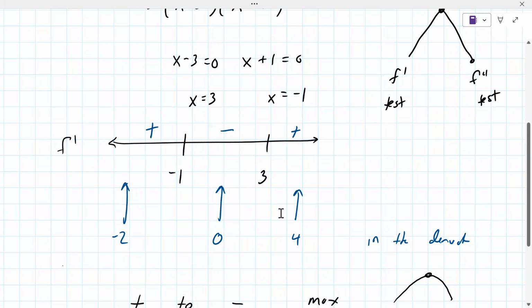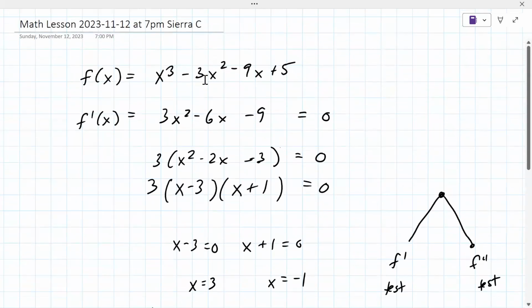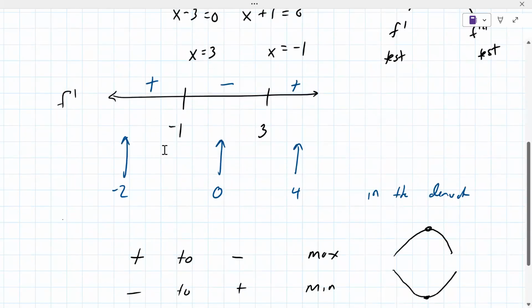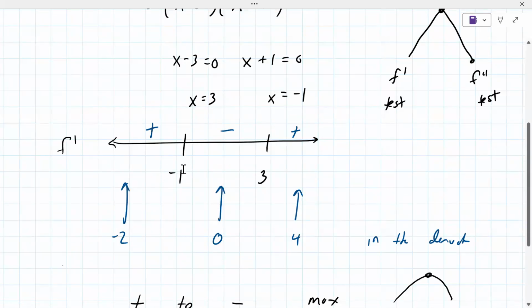So a critical point is where the derivative equals 0. There's a lot of questions they could ask you for this problem. They could ask you what the critical points are. The critical points are -1 and 3. They could ask you, is there a min? Is there a max? Yes, there's a max at -1 and a min at 3. They could also ask you, what is the min or the max? And you have to put the x value back into the original function. These are only the where is it, not the what is it.